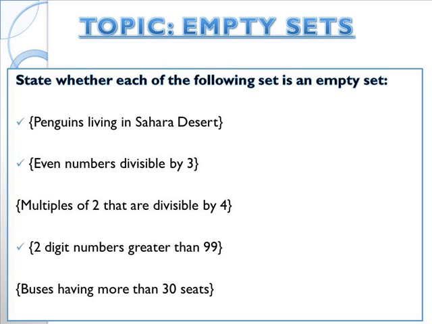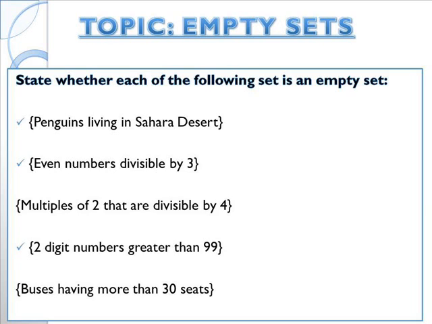Then we have multiples of 2 that are divisible by 4. Well, this is not an empty set because there are multiples of 2 that are divisible by 4, such as 2 into 2 is 4, or 2 into 4 is 8. 4 and 8 are divisible by 4, so it is not an empty set.